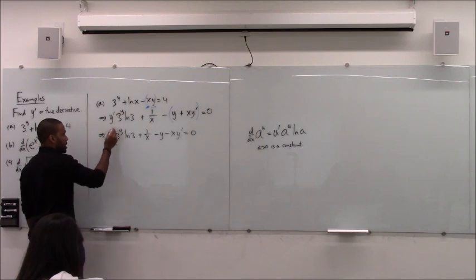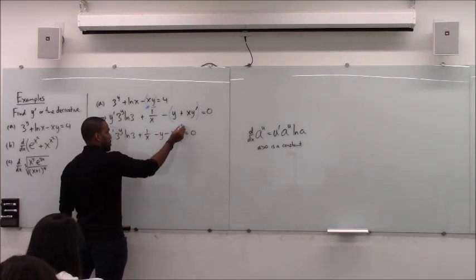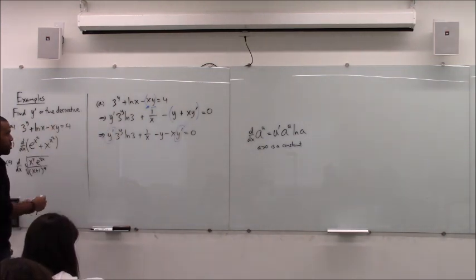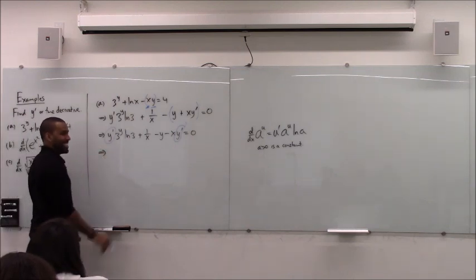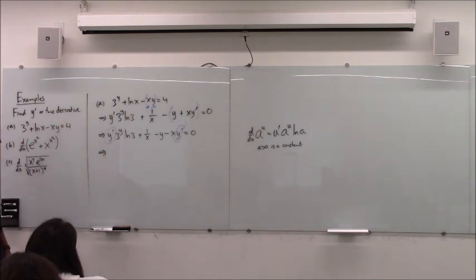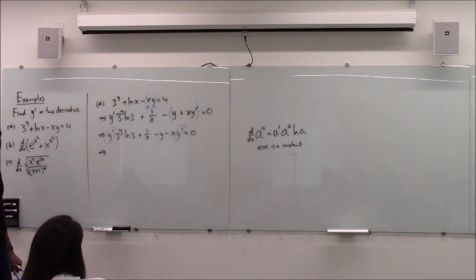Now we just want to isolate the y prime. How do we do that? What if you're bad at isolating? Like, I know how to do the derivative, I know my rules, but my algebra is just shoddy. Well, now's the time. What are you thinking now?